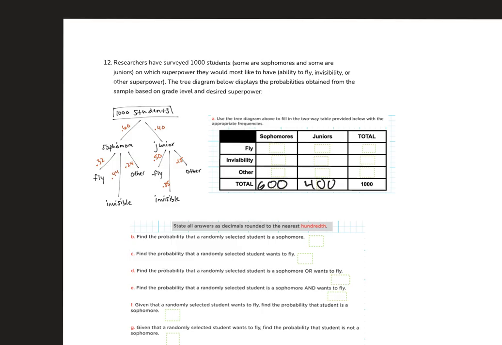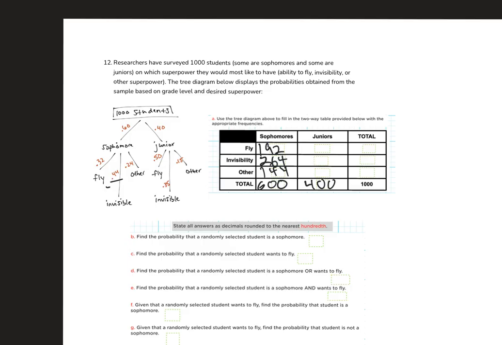Okay, we know that of the sophomores, 0.32 say that they would like most to have the superpower to fly. So 0.32 of 600 is going to give us a value of 192. For invisibility, we have 0.44, which means that we're going to end up with 0.44 times 600, or 264, and finally 144. And just as a check, we have to confirm that these all add up to 600. These two add up to 408, plus 192 gives us 600, so that is correct.